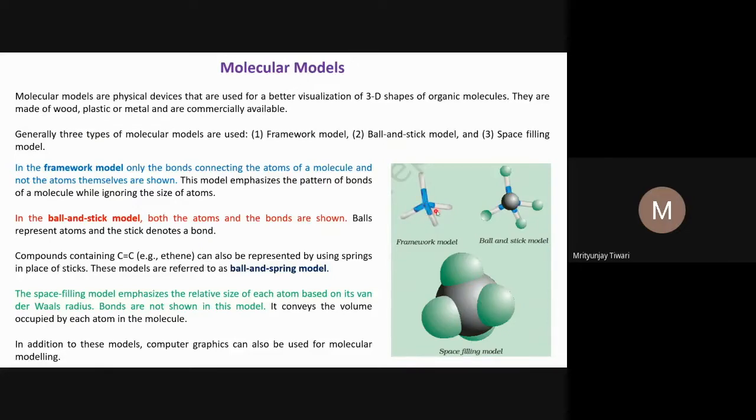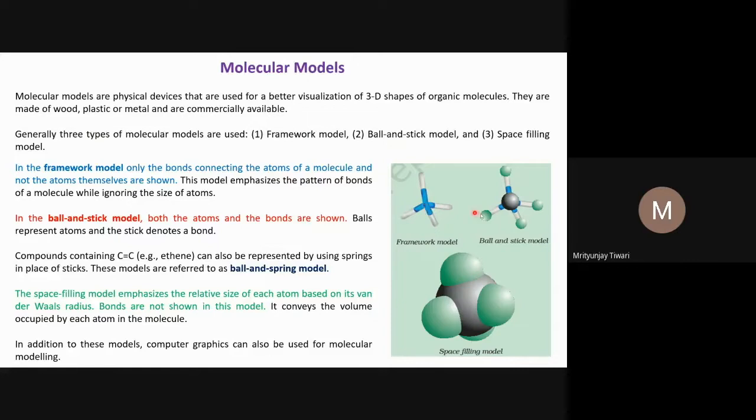So these models only show the bonding pattern, like the structural formula that we write, and they may not show the actual atomic sizes of different elements and the atoms of different elements. In the ball and stick model, the ball represents atoms and the stick represents bonds. Like here, these are all sticks.